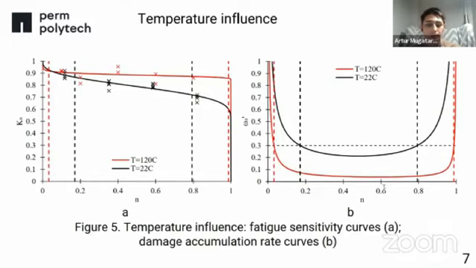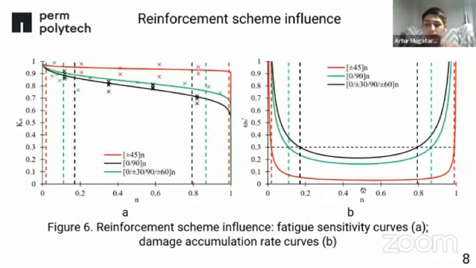Then we investigated temperature influence, at room temperature and at 120 degrees. High influence of the temperature on the fatigue sensitivity was found. High temperature during tests led to longer duration of the stabilization stage and late completion of this stage with a low damage accumulation rate. The last fatigue sensitivity curve parameters also depend on the reinforcement scheme of the composite.